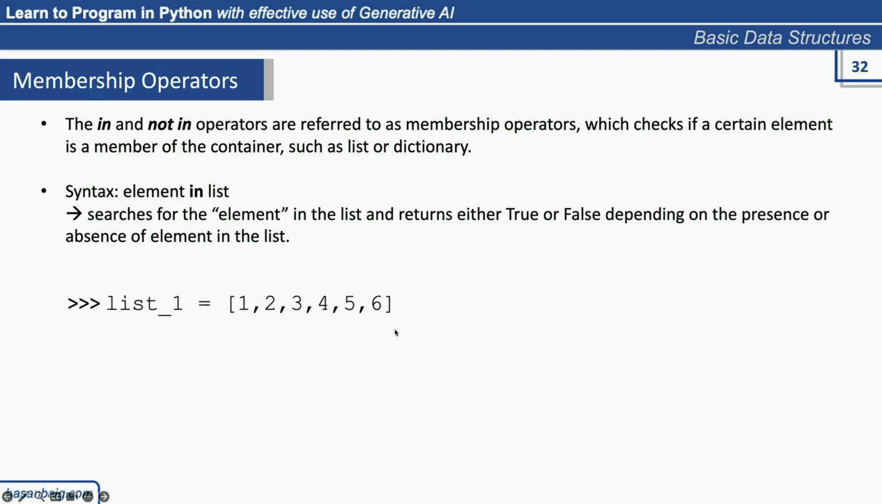So for example, you have a list here. It contains elements 1, 2, 3, 4, 5, 6. And if you want to find out whether 5 is in the list, you would just write 5 in list, and it will return either true or false. It will just tell you whether a particular element is a member of that container or not.